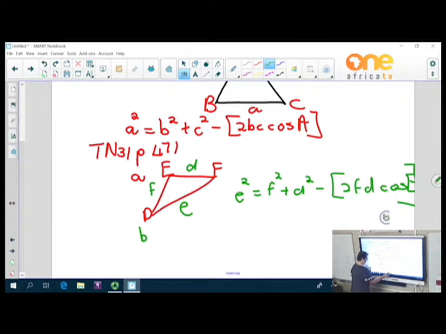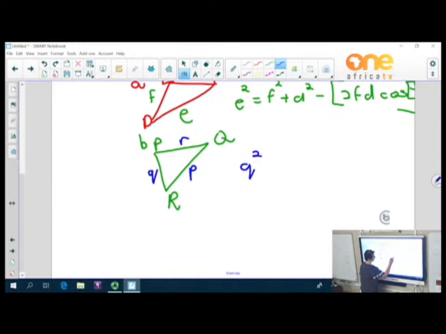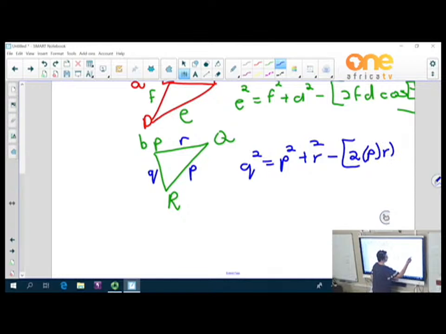Number b, PQR, it looks like this. If we label the sides, this is side p, this is side r, this is side q. We can calculate any one now here. Let's say q squared, then it will be p squared plus r squared minus, in brackets, 2pr cosine Q. Always coming back to that angle there.